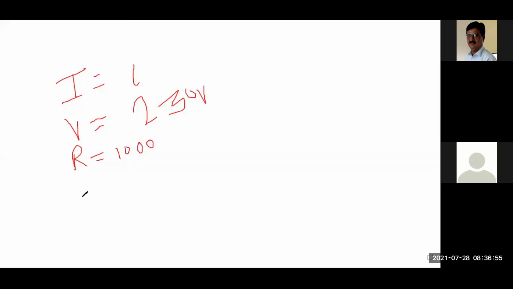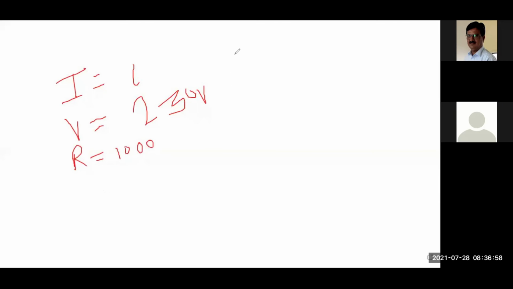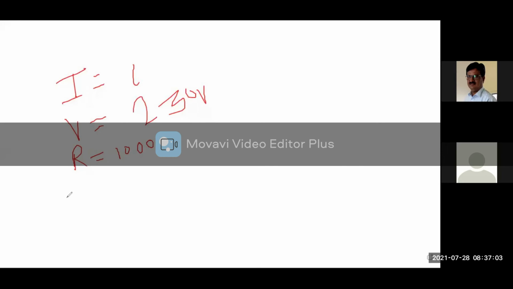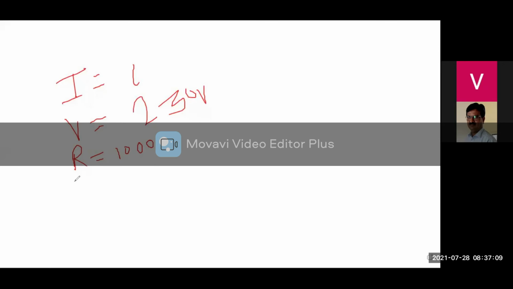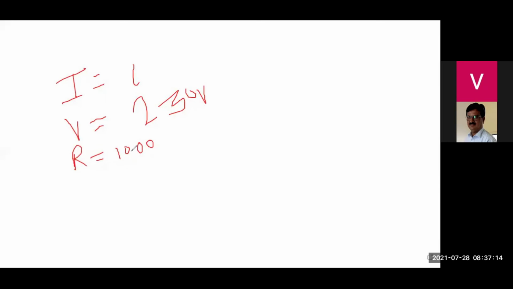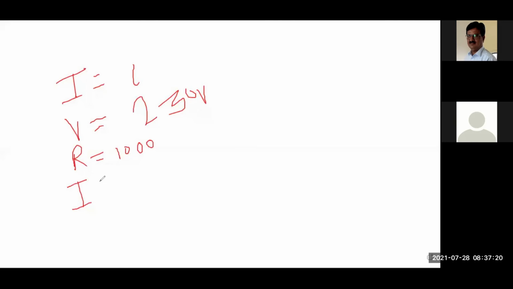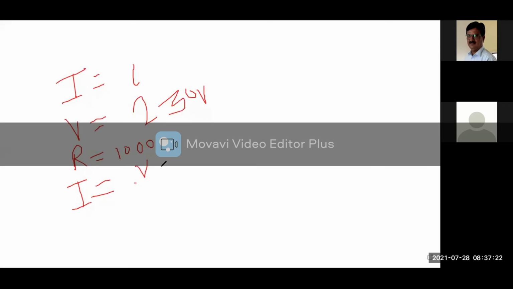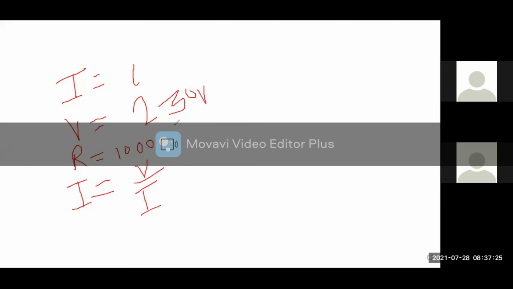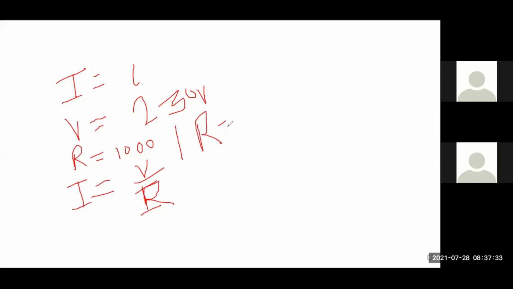Okay, so what is our formula? Tell me now. Yes, Yashraj? Ishita, you can tell. Yes, sir. Formula is I is equal to V upon R. Okay, so our formula is I is equal to V upon R.